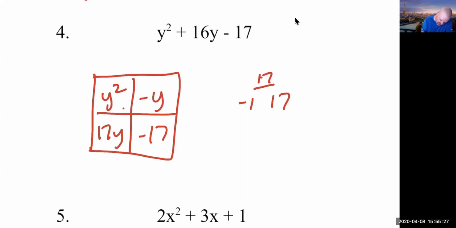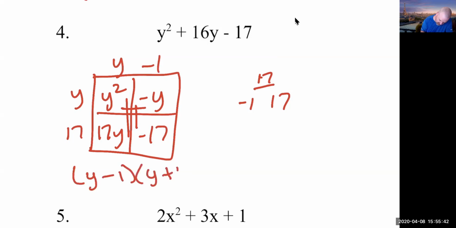So going across, you can take a y out. Going across the bottom, you can take a 17 out. Going up and down, you can take a y out. Going up and down, you can take a -1. So we get y minus 1 and y plus 17.